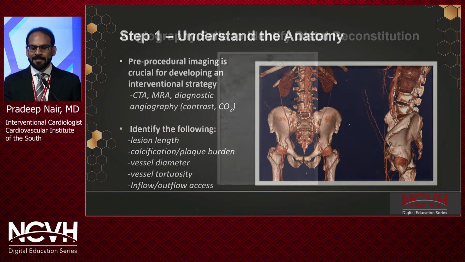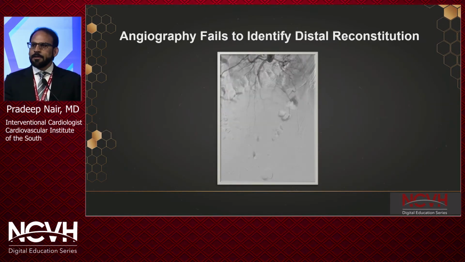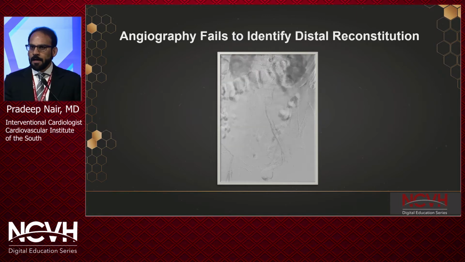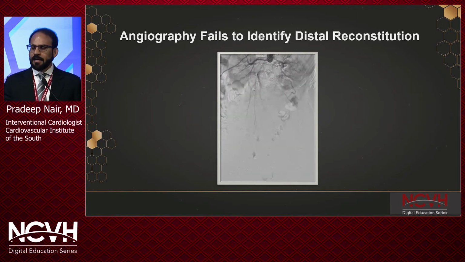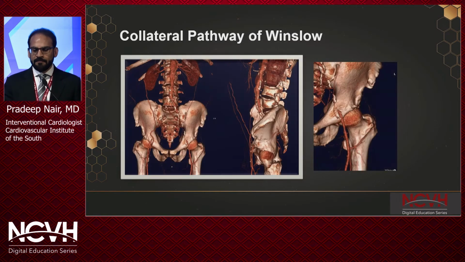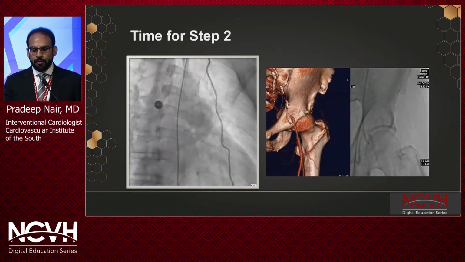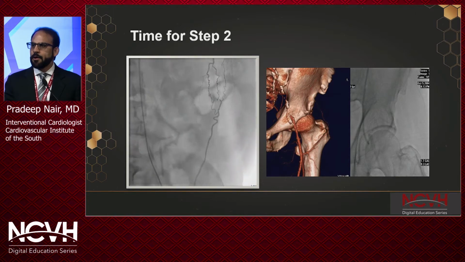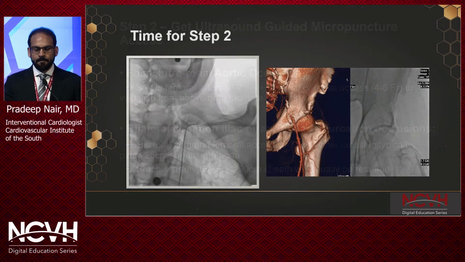and outflow access. So angiography oftentimes fails to identify a reconstitution zone. If you look at the left common femoral artery on this angiogram, you see an aortic occlusion, but no reconstitution in the common femoral on the left side. You've seen this picture by Dr. Walker showing the pathway of Winslow collateral, filling in the left common femoral artery. And by shooting the IMA, you can actually see this, and now you have a target for access.